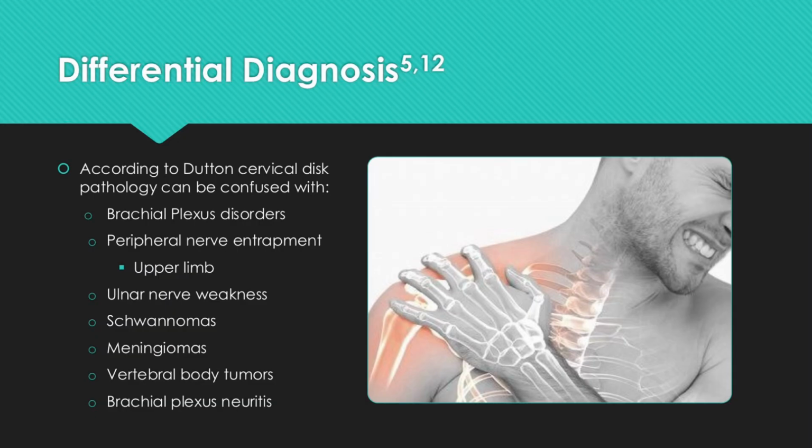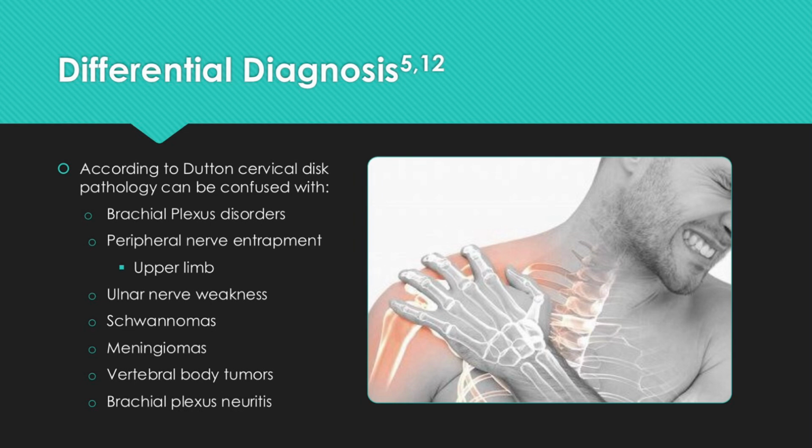And then for some differential diagnosis, we compared it to what we found in Dutton. It was a lot of different radicular type pathologies, brachial plexus being one of those. Nerves can get entrapped within this area, especially those that go down the upper limb. Ones like the ulnar nerve can become weak.